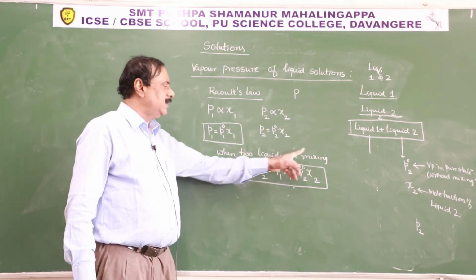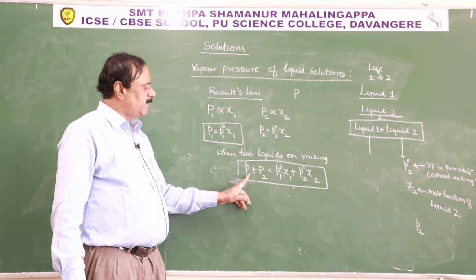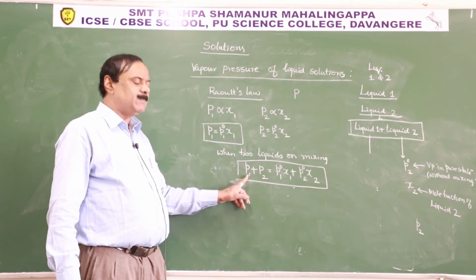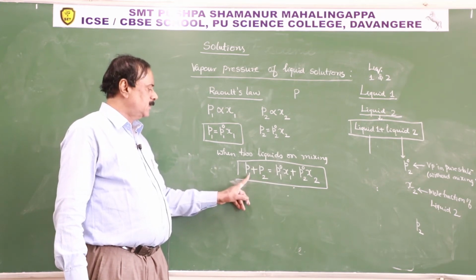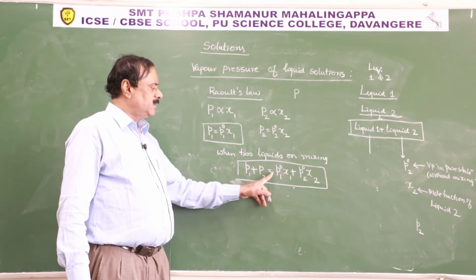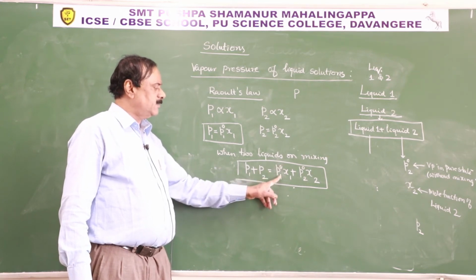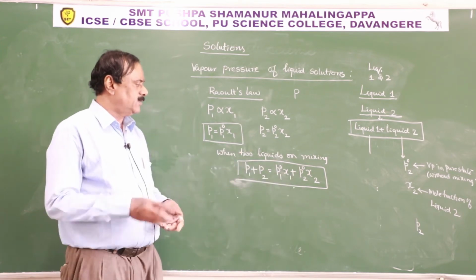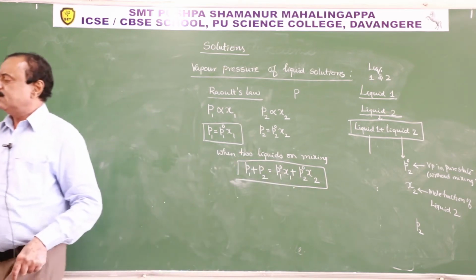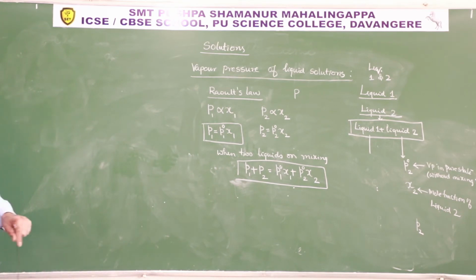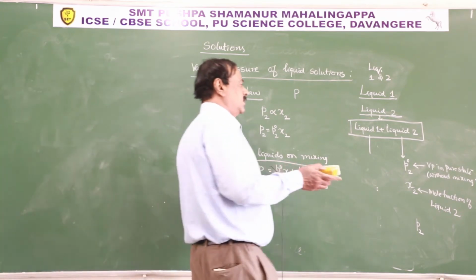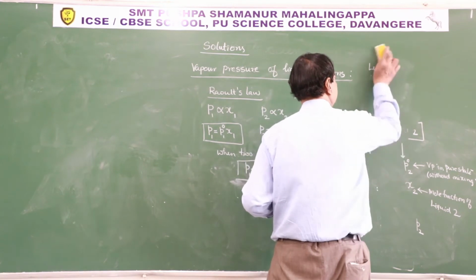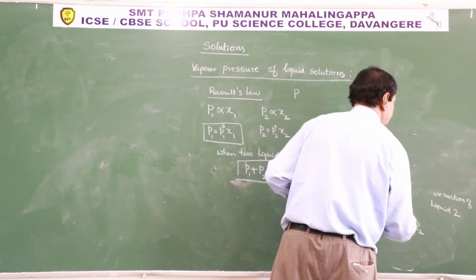Therefore, when two liquids are mixed, the vapor pressure exerted by the total liquids is equal to P1 plus P2, which is equal to P01 into x1 plus P02 into x2. When you plot the graph of vapor pressure against mole fraction, it is given by a straight line.